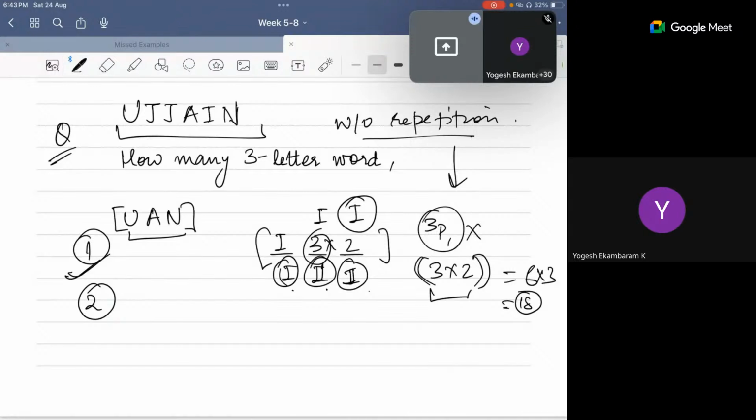The second case is where you use J also. In the first case we were not using J because if you use J, there will be a repetition. So we removed both J's and used UAN only. The second case is where you are using J also. What can that case be?